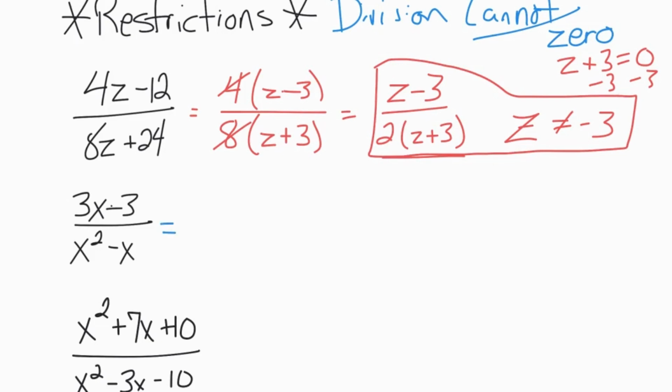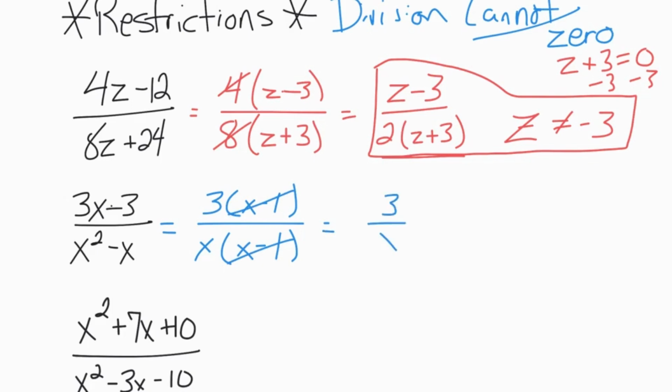Next, let's simplify this. 3x minus 3 has a 3, so we're left with x minus 1. Then we have on the denominator an x, and then an x minus 1. Oh, no, that numerator is wrong. Okay. So now this x minus 1 simplifies out, so technically the simplified form is 3 over x.